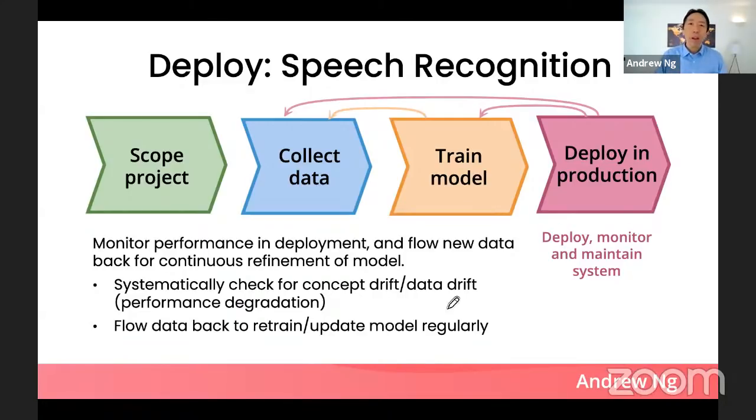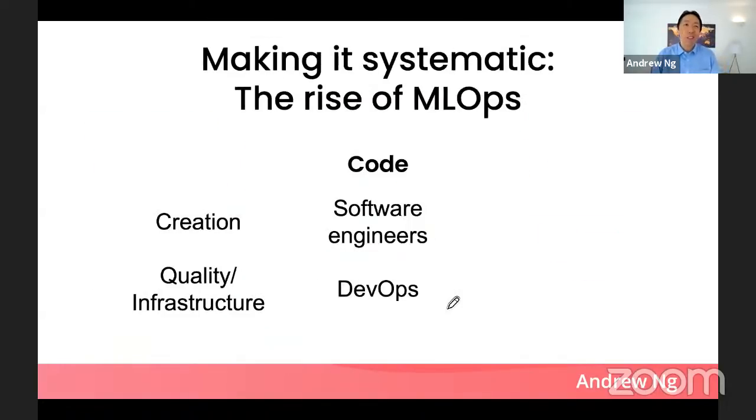To monitor and flow the right data back is critical for monitoring and maintaining your system when it is in production. Now, you've heard me mention many times how to make this systematic. MLOps is a nascent field, and today, the websites of large companies have different and slightly inconsistent ways of defining what MLOps is. But MLOps is, I think, a nascent discipline that is trying to make the development and deployment of machine learning systems systematic.